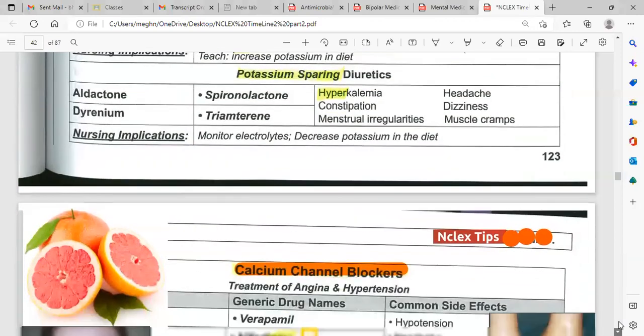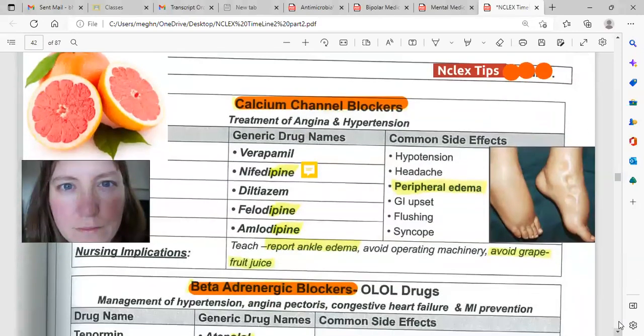Okay, so let me talk about the second group of drugs. It is called calcium channel blocker. Very important for our NCLEX board. Calcium channel blocker, if you read the name, means these drugs work in the calcium channel and they block the calcium channel. Okay, so treatment for angina and hypertension.